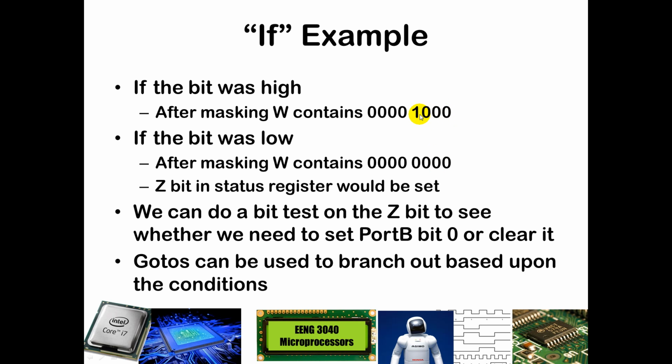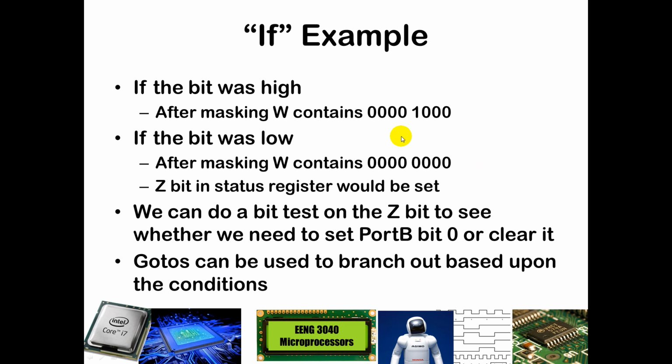If the bit you're looking at, that is port A bit 3, was a 1, you're going to get this value here. If it was a 0, you're going to get this value right here. And if it did happen to be a 0, then the Z bit in the status register would be set because the result of a logical operation was a 0. And so now what we can do is a bit test on the Z bit, that is testing the status register and the Z bit to see if the result of that logical operation was 0 or it was not.